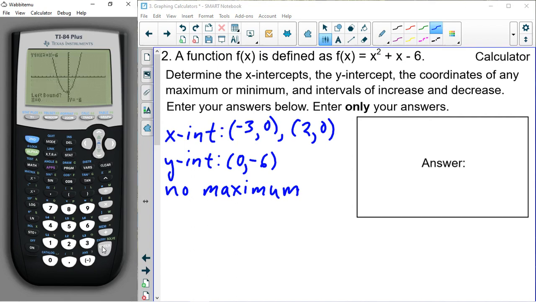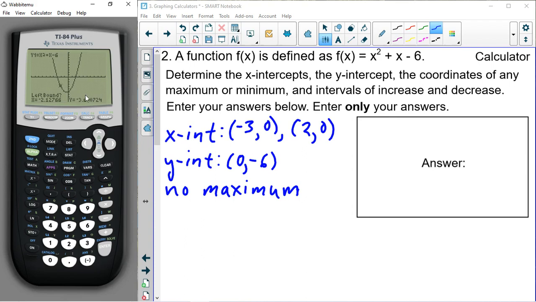We hit enter. And then it's saying left bound and it's going to ask right bound. Essentially, it's the same thing as finding the 0, but instead of going to the left and right of an x-intercept, we want the left bound and right bound of the minimum. Now, we have to be real careful here. Make sure we have something that's on the left side of the minimum and the right side of the minimum.